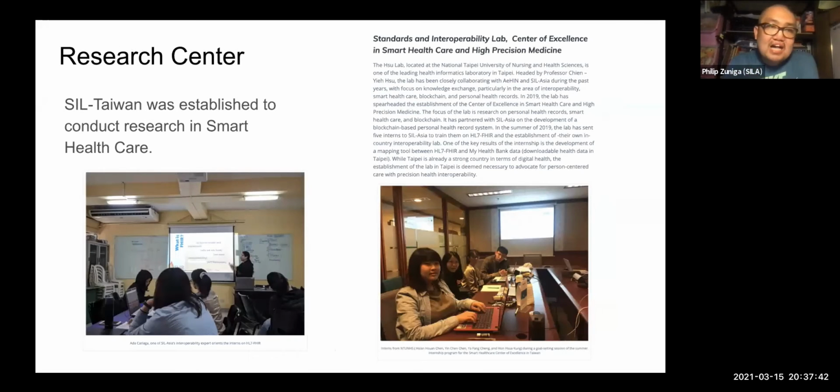We also have the Standards and Interoperability Lab Taiwan. And from what we have seen, they are focusing on being a research center on smart healthcare. So that's the focus that they are looking at. So as you can see, each interoperability lab, although they are interoperability labs, are doing different things and are looking at different purposes. Okay, so if we have here people who are interested in setting up a lab, it is important for us to know what will be the purpose for that lab.